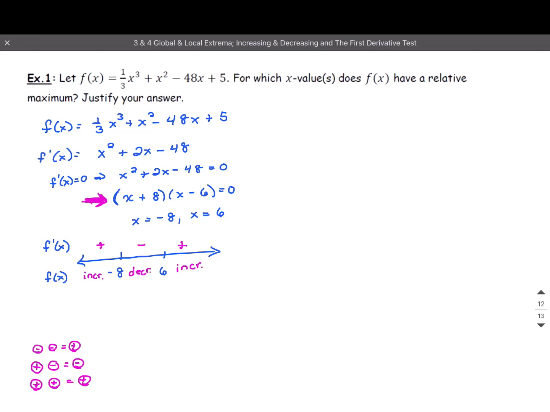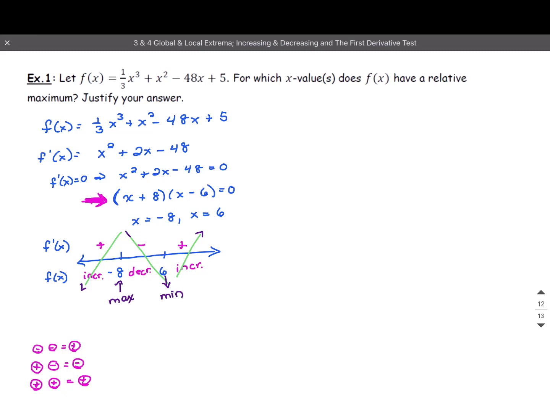So look at this. This even gives us an idea. We're increasing, decreasing, increasing. We even have an idea of the shape of the graph. And if you look at negative 8, you can see here we're going to have a relative maximum, because my end behavior is going to decrease and increase without bounds on the ends. And at 6, we're going to have a relative minimum.